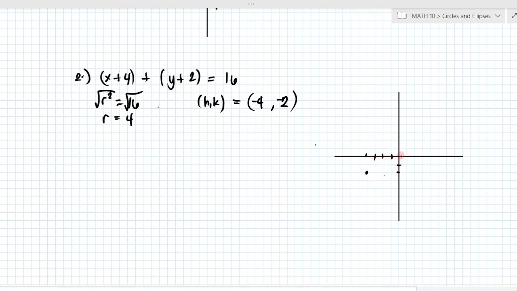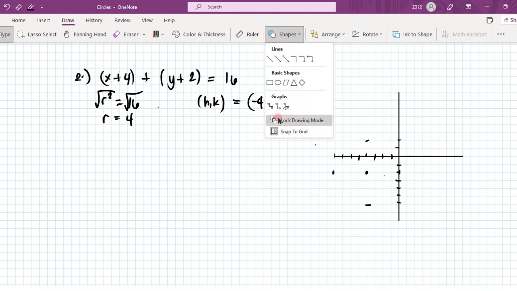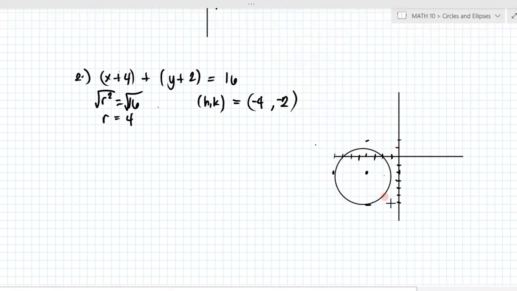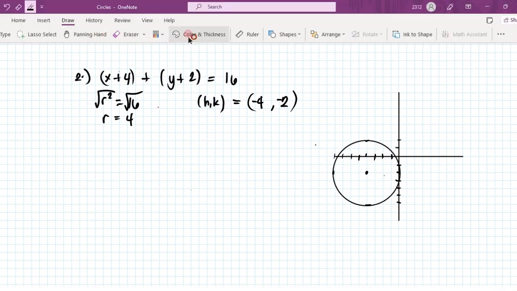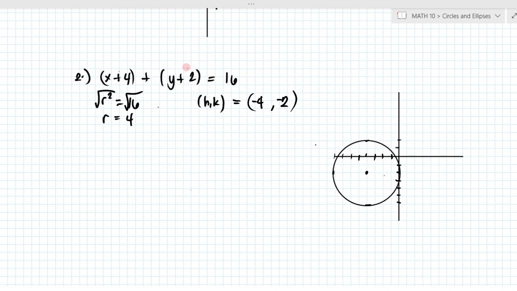Counting 1, 2, 3, 4 in each direction. Then we connect those points. There, so that's our circle, a circle with a center of (-4, -2) and a radius equal to 4.